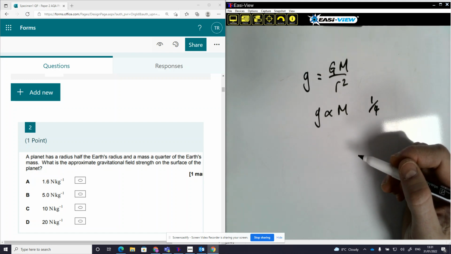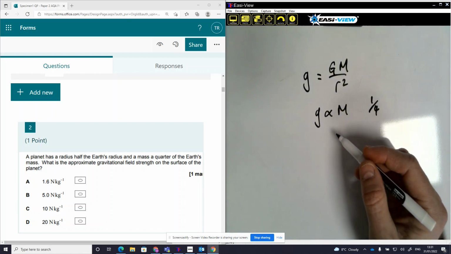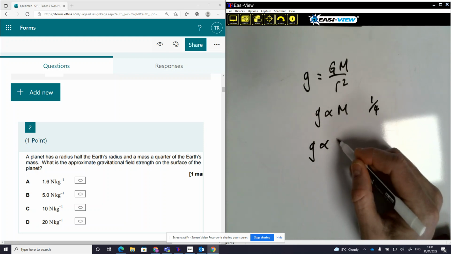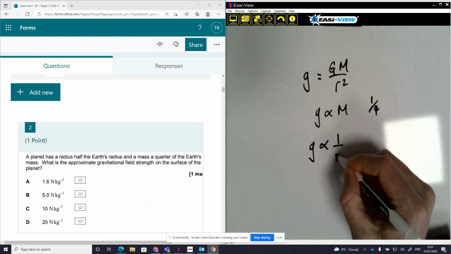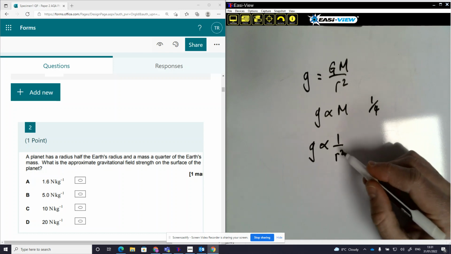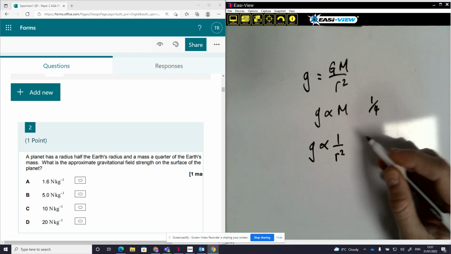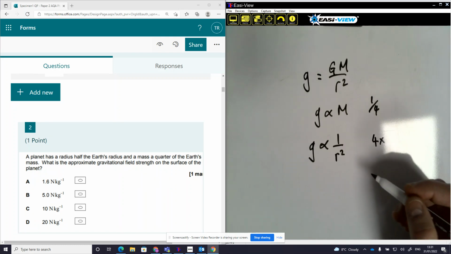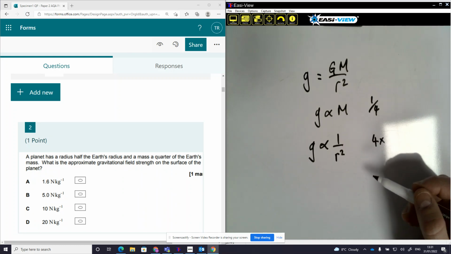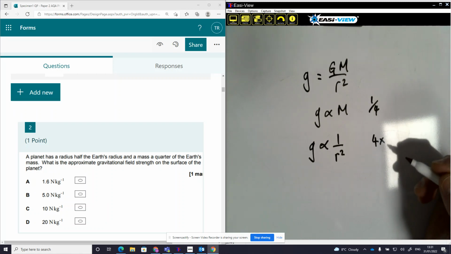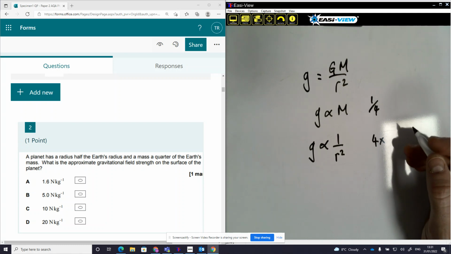But the radius is half, and g is inversely proportional to the square of the radius, so if I halve the radius, that is a factor of 4 bigger. Because the radius is 1/2 of the original radius, you are twice as close, but it's a square relationship, so it's 4 times as strong because of that increase in proximity.